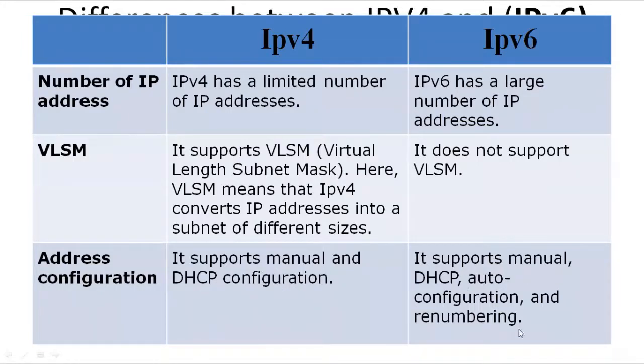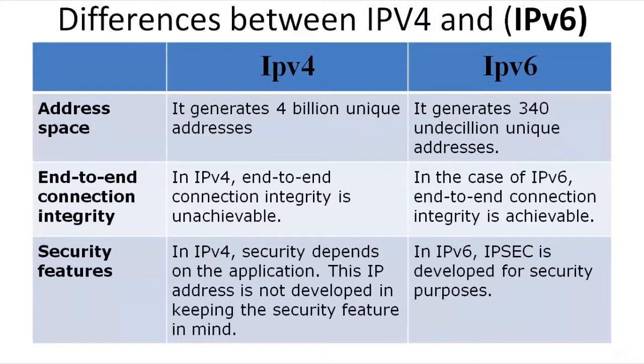Here IP version 6 also supports manual DHCP and auto configuration, and renumbering is also supported by IP version 6. That means a large address space is there, 4 billion address spaces, and then 340 undecillion, I don't know exactly that value.